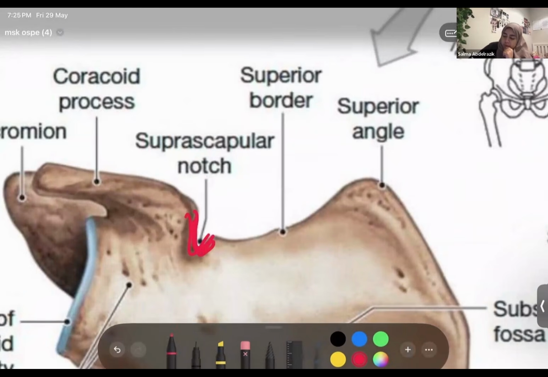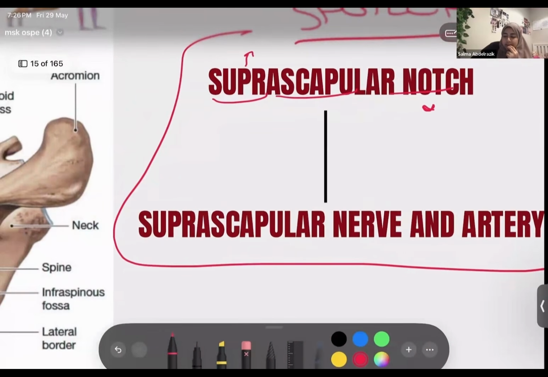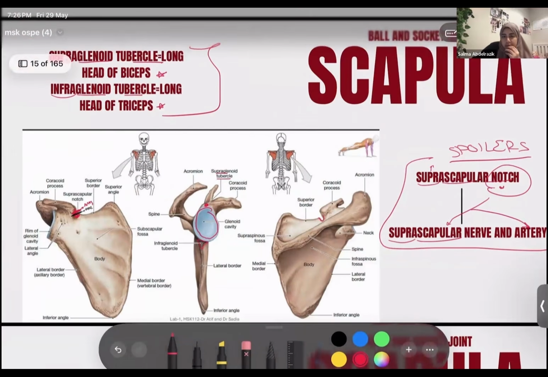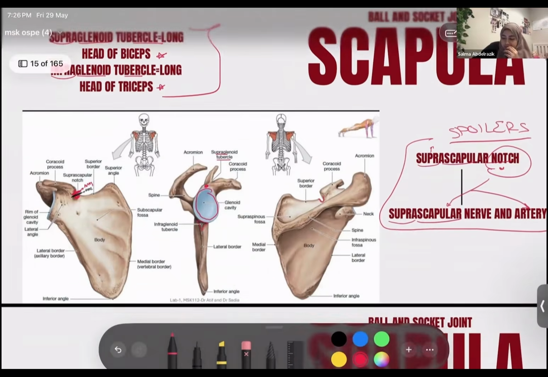Two things go through this hole. The red is going to be the artery. The black is going to be the nerve. Are these the only two things that go through it? Yes. If he asks you about the notch, he basically wants you to say the nerve and the artery. And they're both called suprascapular nerve and artery. So from the notch itself, or from the place itself, you can get the name.